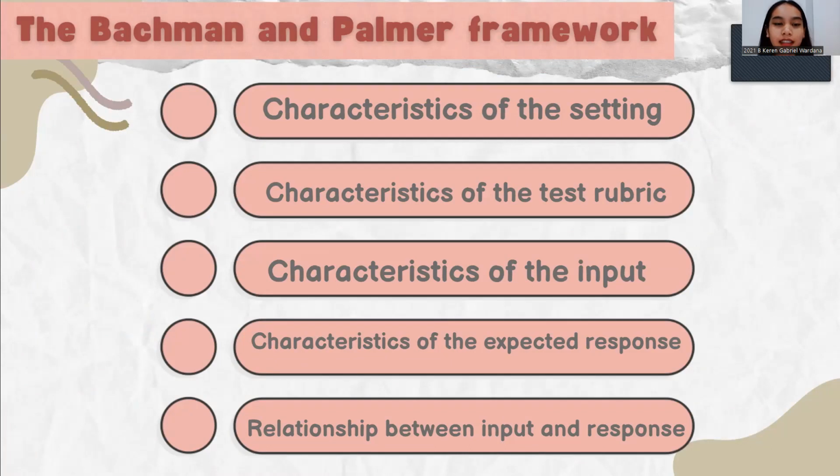The next is the Bachman and Palmer framework. The Bachman and Palmer framework is intended to enable language testers to describe both language test tasks and TLU, or target language use, tasks. As you can see, I will explain starting from the first characteristic, the setting.